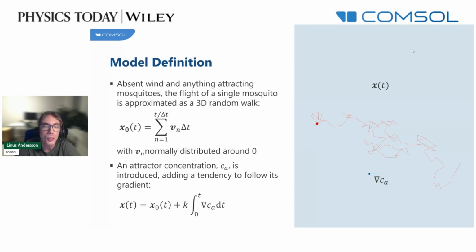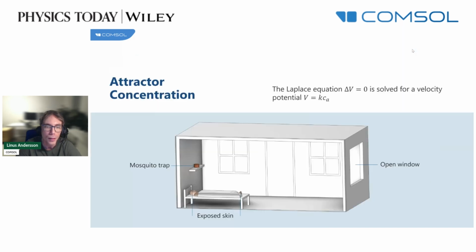You can see on the illustration here what a typical flight pattern might look like in a situation with the concentration increasing in the direction of the arrow. Now, neglecting again any wind inside the cabin, we should be able to model the local attractor concentration everywhere using a diffusion equation. For simplicity, let's absorb the constant k in front of the concentration gradient to make it an equation for a velocity potential.